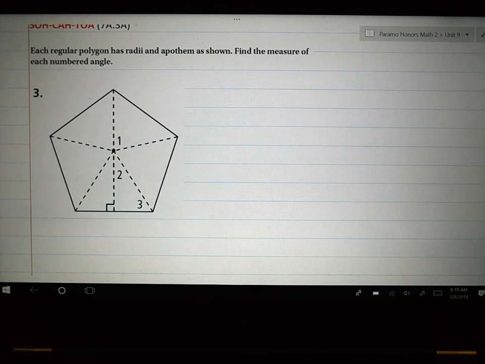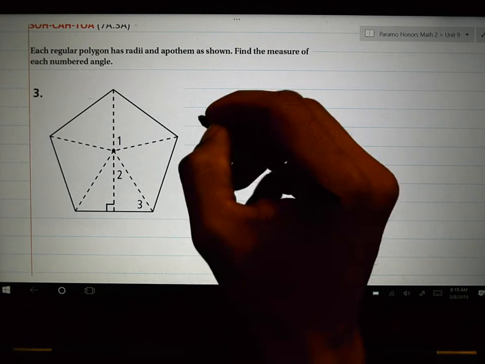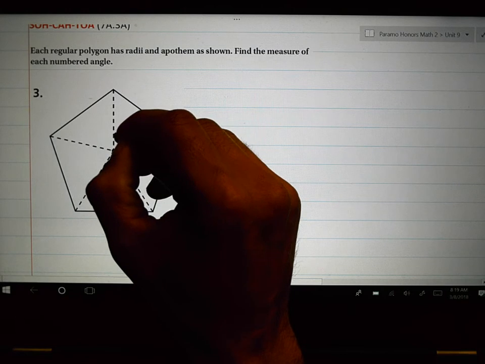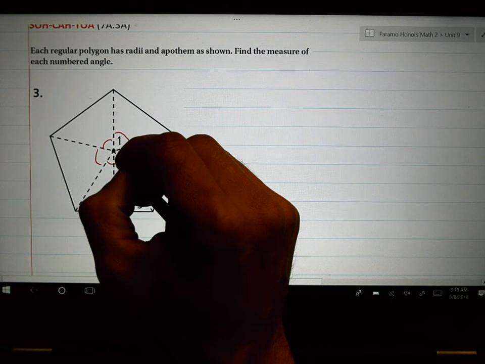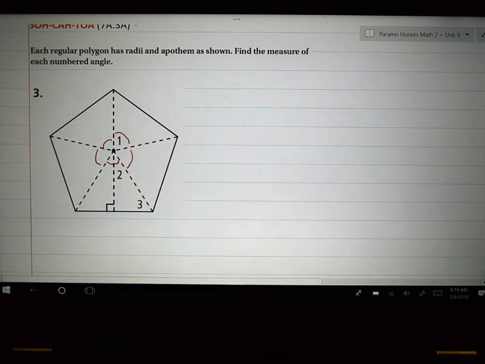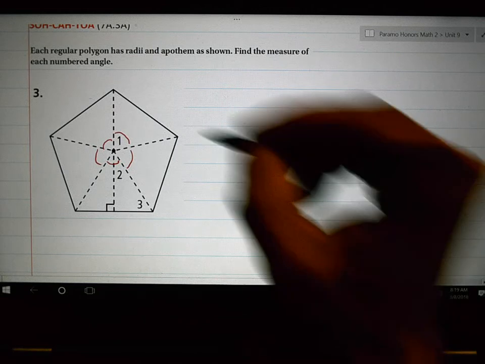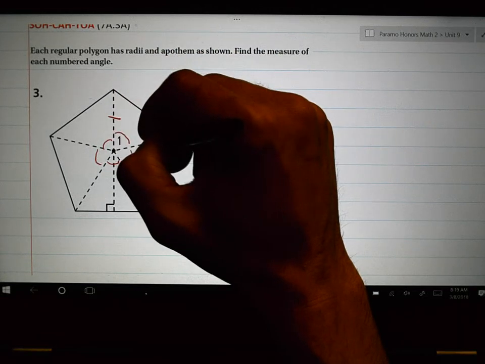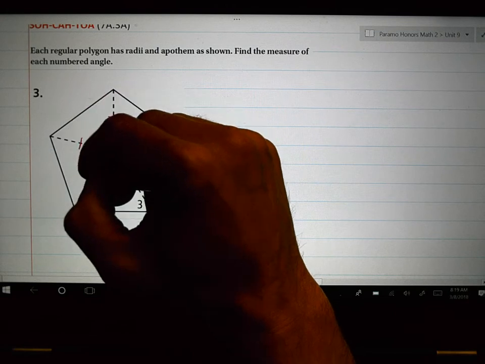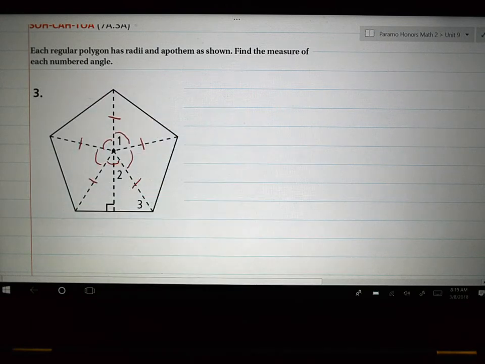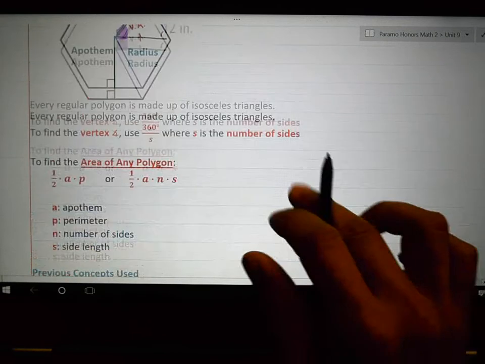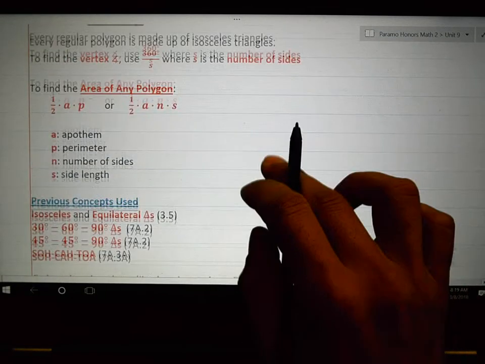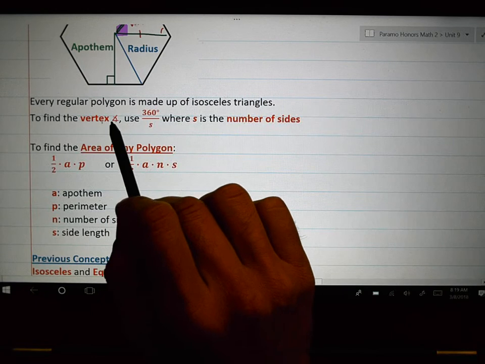Number 1, angle 1, is a vertex angle. If I look at this vertex angle, angle 1, it's going to be the same as this angle, this angle, both of these angles, and this angle. This is why I wanted to tell you that I can see these things as a bunch of isosceles triangles. If I want to figure out what angle 1 is, I'm going to use that first formula that I gave you, which is right about here, to find the vertex angle.